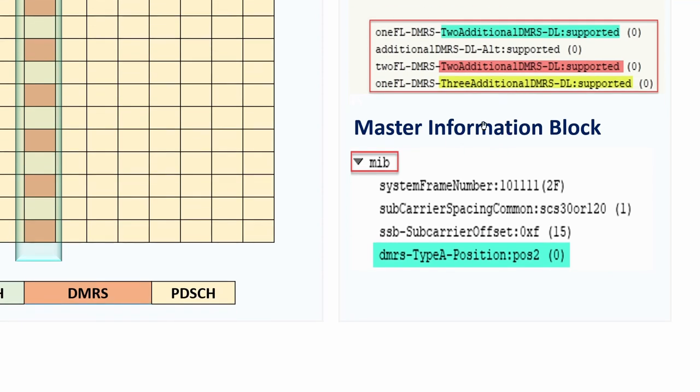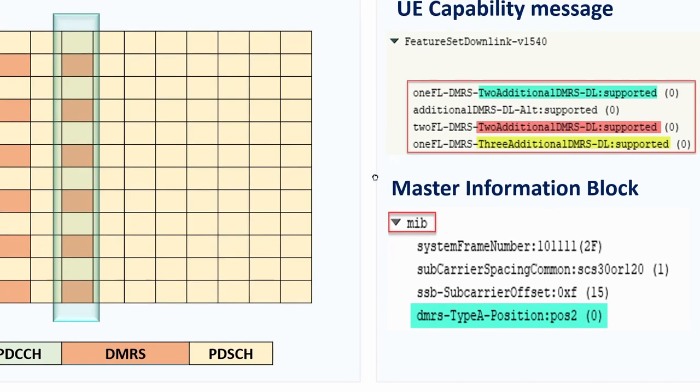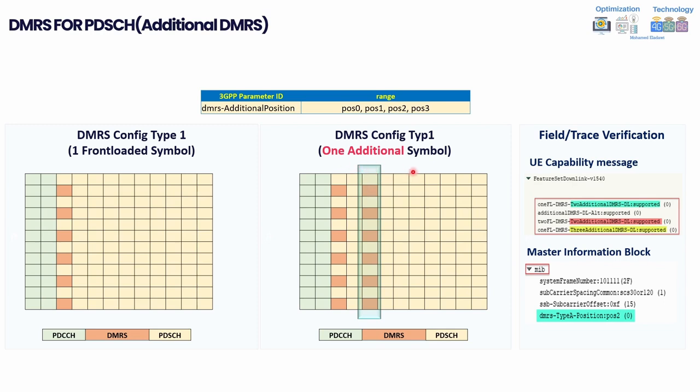Now, the master information block will be addressing the position. For example, DMRS type A, position 2. This means you have one additional symbol as mentioned here. If it's 3, sorry, this 2 means you'll have 2 additional symbols. You have an extra one here. If it's 1, this means you will have only 1. If it's 3, it means you will have 3 additional symbols and so on. And in case the UE is not supporting it, it will only use the front loaded and so on. So this is a summary for this feature.